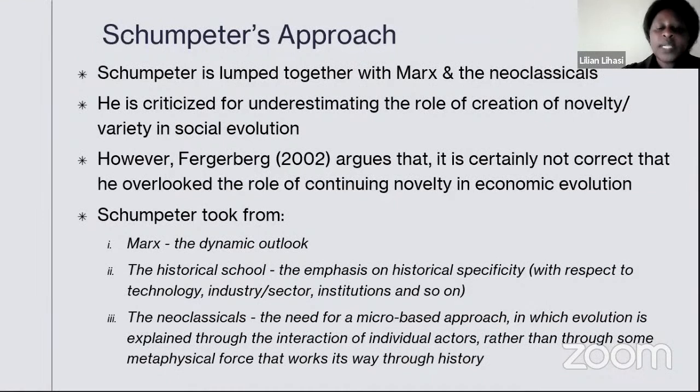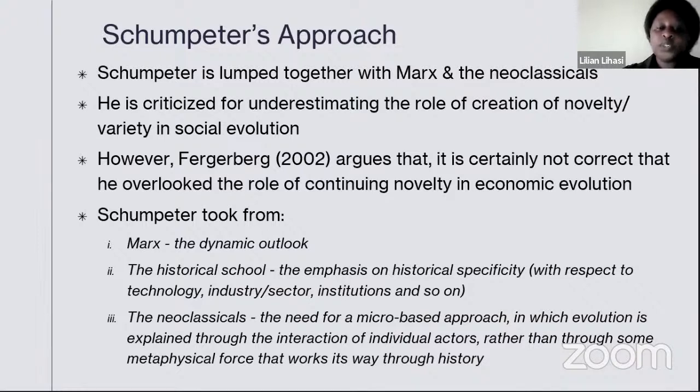We find that Schumpeter is lumped together with Marx. Literature says he learned a lot from him while he was in Vienna. He's criticized for underestimating the theory of creation and variety, though Vagabal argues that it is certainly not correct that he overlooked the role of continuing novelty in economic evolution.